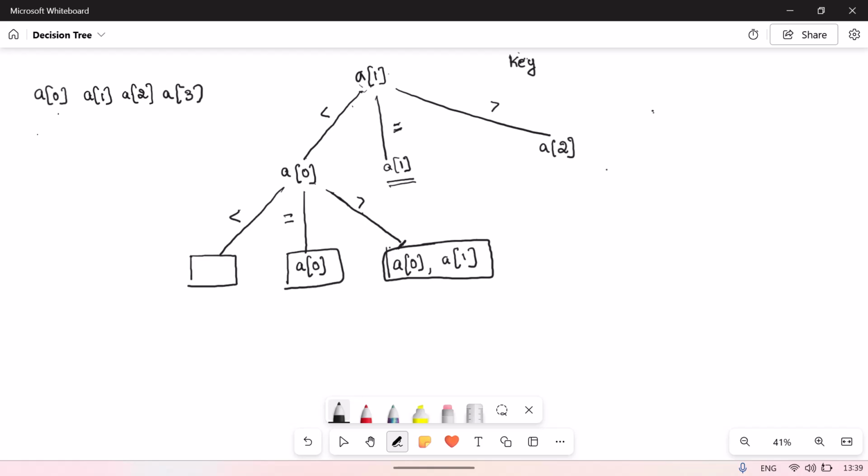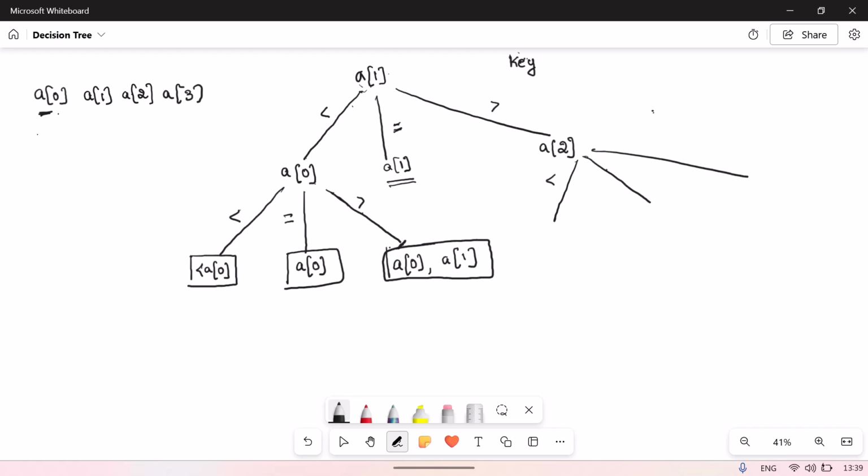If it is less than A of 0, then A of 0 itself is the smallest element. If it is less than 0, that means the key is not found, but we'll write it as less than A of 0. We'll not bother about whether the key is found. It obviously means that the key is not found. Now, let us look at these 3 conditions.